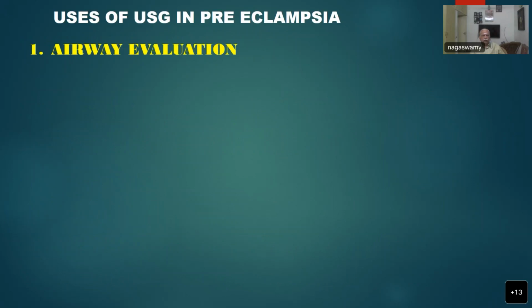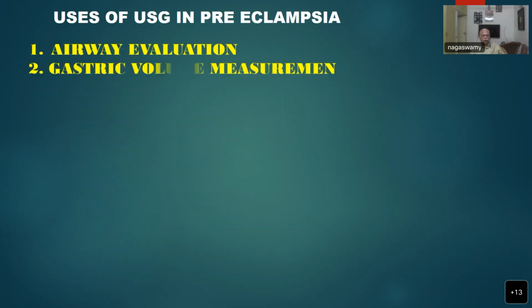And use of ultrasound in eclampsia. What are all the uses? You can do it especially in severe cases with a lot of edema. USG is very useful in airway evaluation. You can measure the gastric volume before you take them up for any surgery to assess the risk of aspiration. Then you can sometimes have difficulty in getting vascular access in this patient because the edema will prevent you from getting an IV access in the periphery. So USG can be used for a central line.